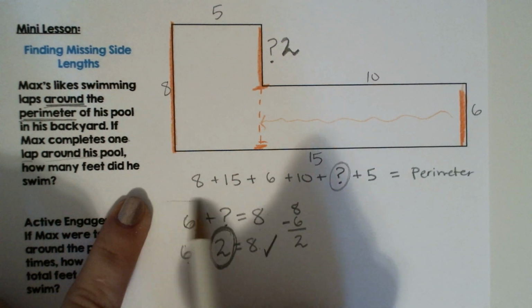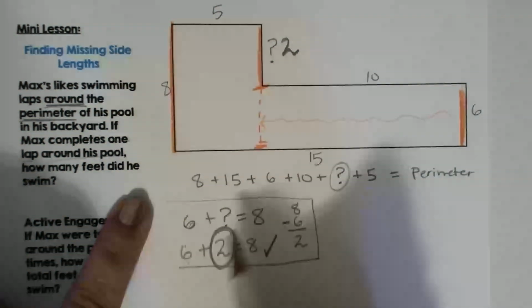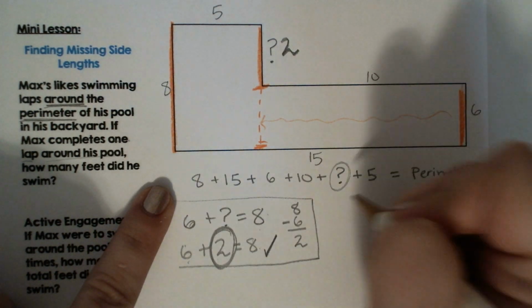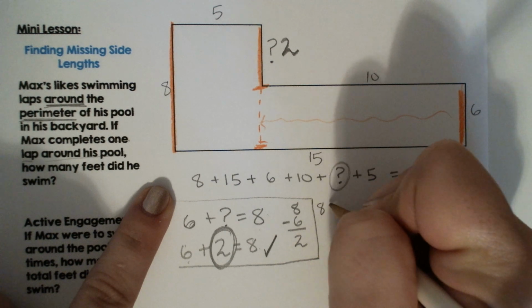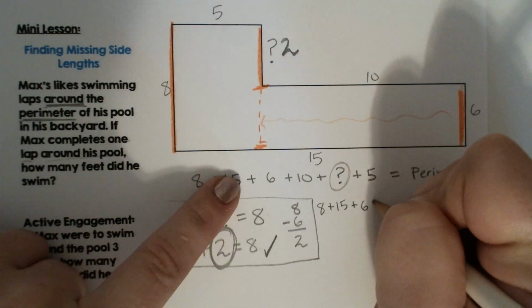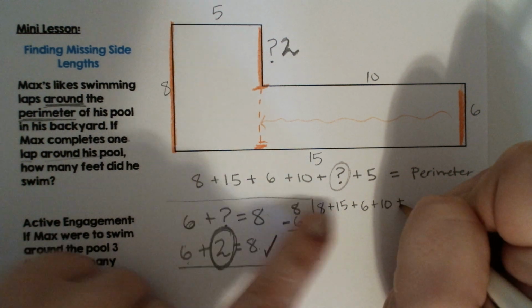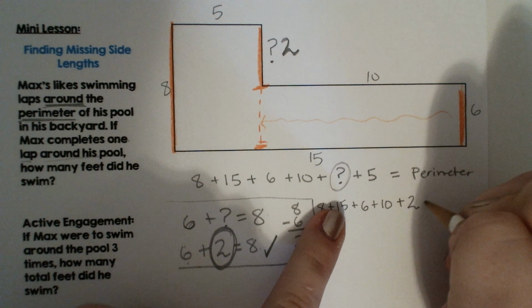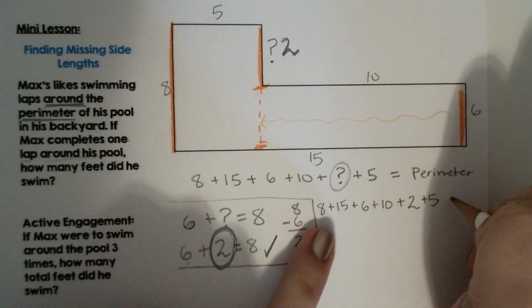But sometimes math is a little messy, and I realize that I don't have enough room. So I'm going to rewrite over here 8 plus 15 plus 6 plus 10 plus my missing side length of 2 plus 5 will give me the perimeter.